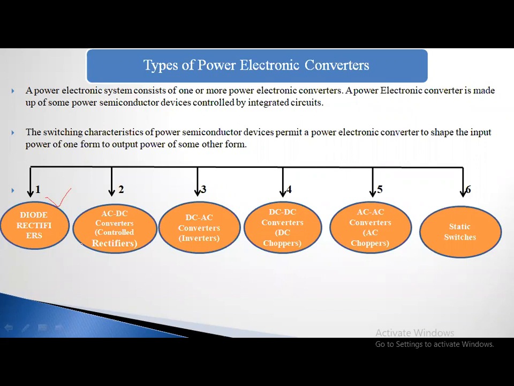And third one, what is the third classification of the power electronics? DC to AC converter. This is called an inverter. This is also one type of converter, but the name is inverter because we are inverting the power DC to AC. Clear? Next, fourth classification is DC to DC converters. That device can be called a chopper. And the fifth one is the AC to AC converters.